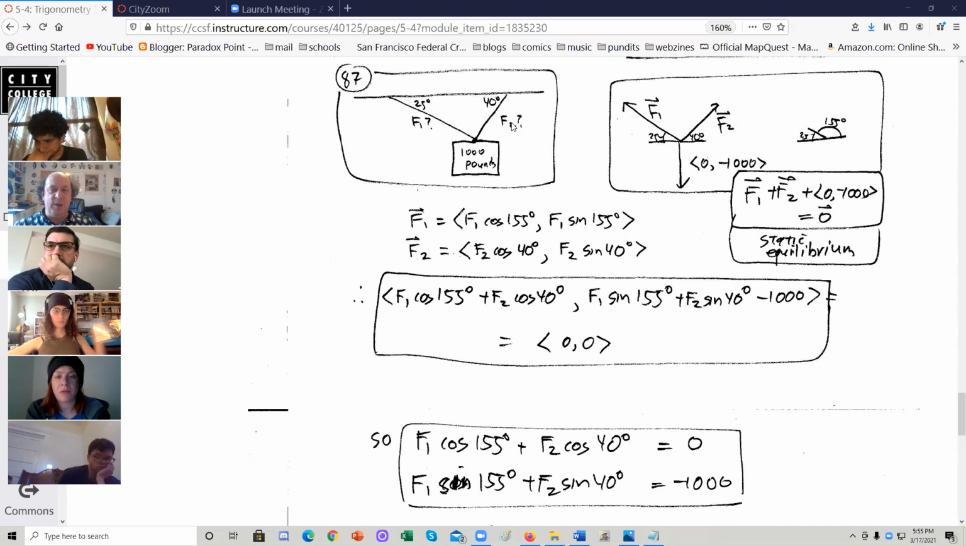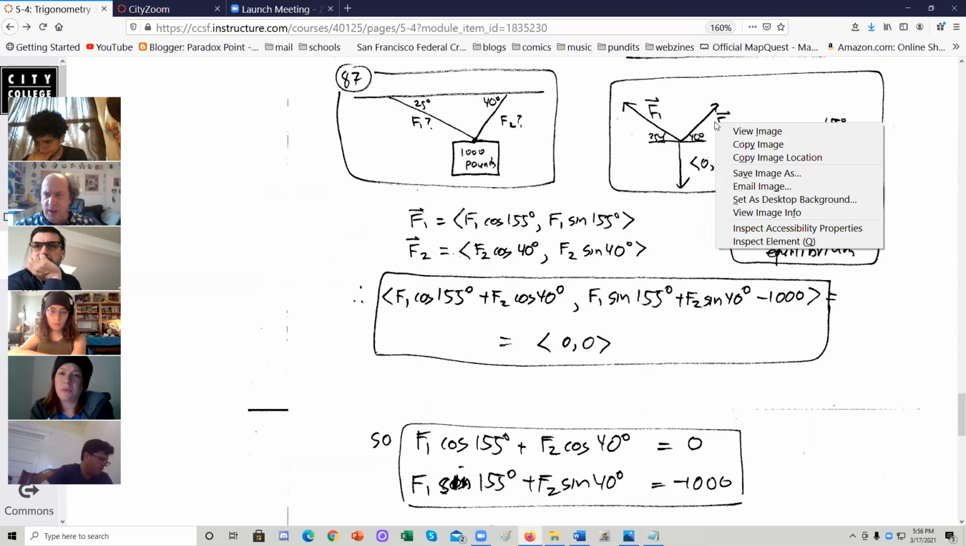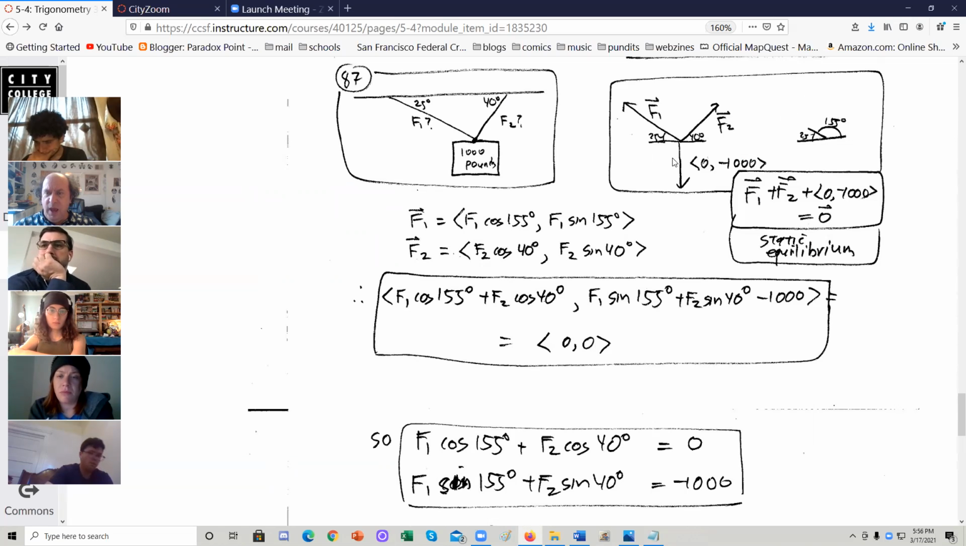What are the two forces? Well, this cable is pulling at 25 degrees upwards from the left with a force F1. This cable is pointing upwards to the right at an angle of 40 degrees from the horizontal, with a force of F2. And this downward force is (0, -1,000).